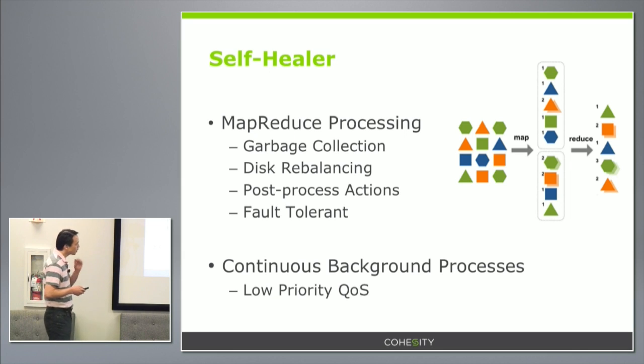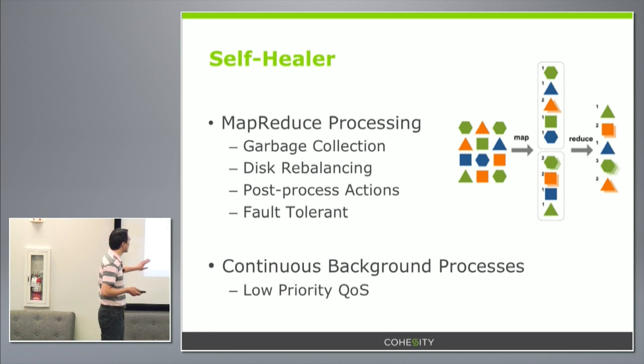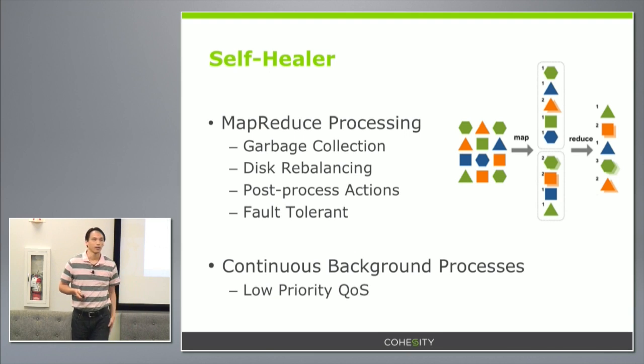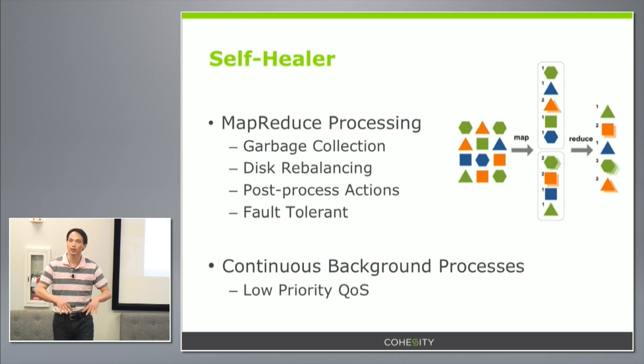If a node goes down, we'll heal the other nodes that are still up. And just as important, it's continuous and is run at a low QoS. The healing is always running in the background, but at low priority. If there are user jobs running, it takes lower precedence. If the system's idle, then it ramps up. And this is actually very important.